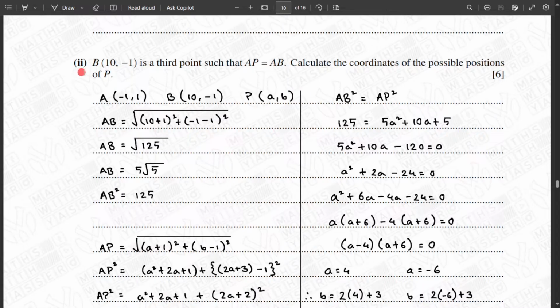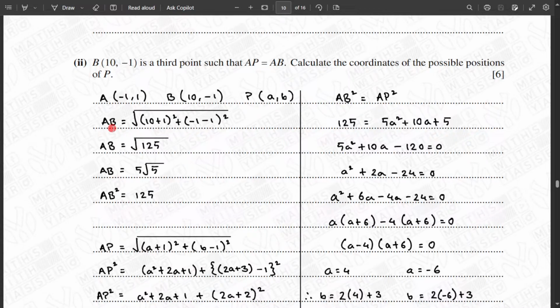In part 2, it says B has coordinate (10, -1) and is a third point such that AP equals AB. We need to calculate the coordinates of the possible positions of P. So let's first have our coordinates in front of us. A was (-1, 1), B is (10, -1), and P is such that AP equals AB. So let's find the length of AB.